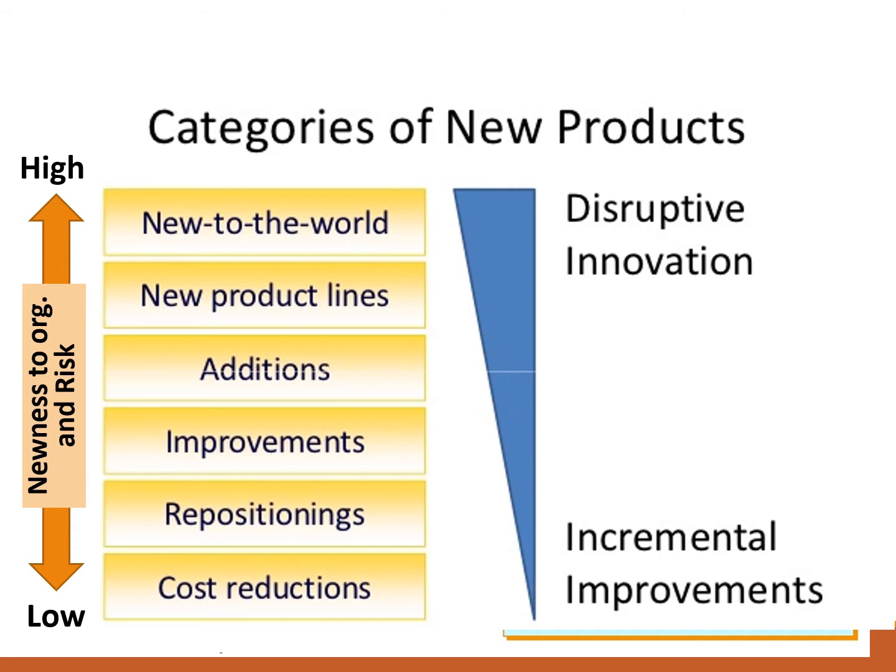The new product lines and the new to the world, of course, offer the greatest risk for an organization, but with the greatest risk also comes the greatest benefit. Most organizations, if they're on the safe side, will focus on the bottom end, the cost reduction, repositionings, and improvements, because those offer the least amount of risk, and they can also be used to extend the product life cycle, a topic which we'll be talking about from the next chapter.